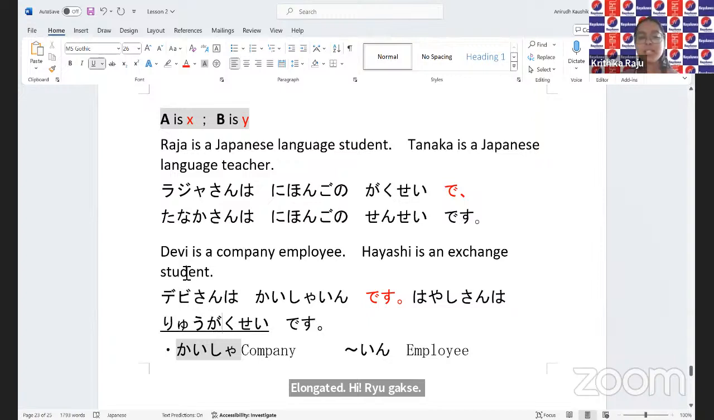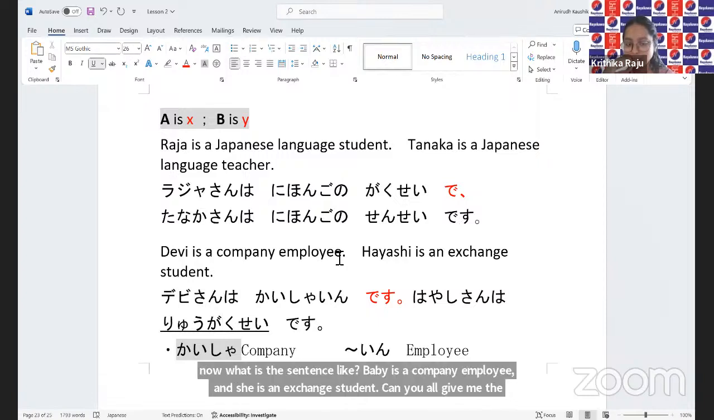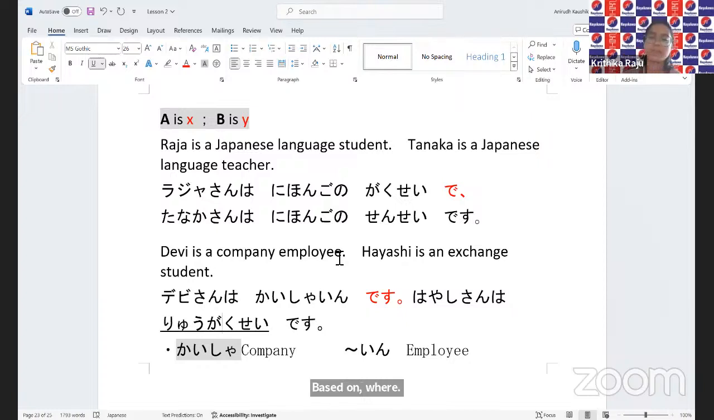All right. So now, what is the sentence like? Devi is a company employee and Hayashi is an exchange student. Can you all give me the sentence with the conjunction? Devi-san wa kaisha-in de, Hayashi-san wa ryugakusei desu. That was one person's voice I heard, Rima-san. What about the rest of you? Everybody together. Once again. Devi-san wa kaisha-in de, Hayashi-san wa ryugakusei desu. That was still not all of you, but okay.